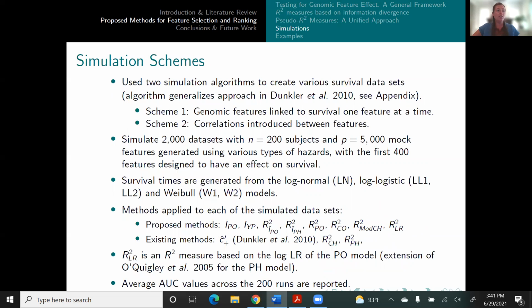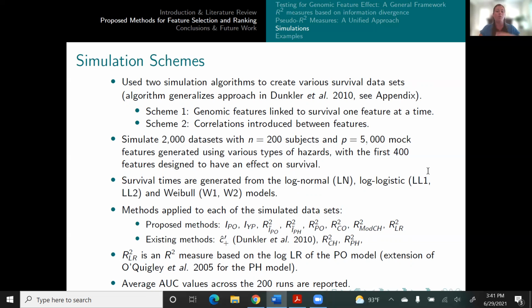So the next thing we wanted to look at were the simulations. We used 2 simulation algorithms to create various survival data sets. We have a scheme 1 and scheme 2. Scheme 1 links survival to the features one at a time. Scheme 2 introduces correlations between features. We simulate 2,000 data sets with 200 subjects and 5,000 mock features for each. And the first 400 features are designed to have an effect on survival. Survival times are generated from the log normal, log logistic, and Weibull models.